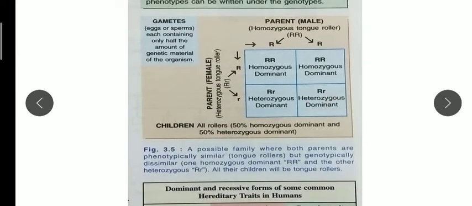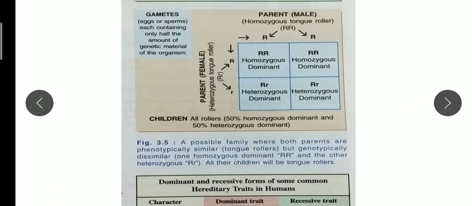But all four have the dominant capital R gene, which means all four children or offspring are able to roll their tongue because they all have the dominant gene. Even though they are homozygous or heterozygous, they possess the capital R gene. But genotypically, genetic-wise, they are different: 50% are homozygous and 50% are heterozygous.